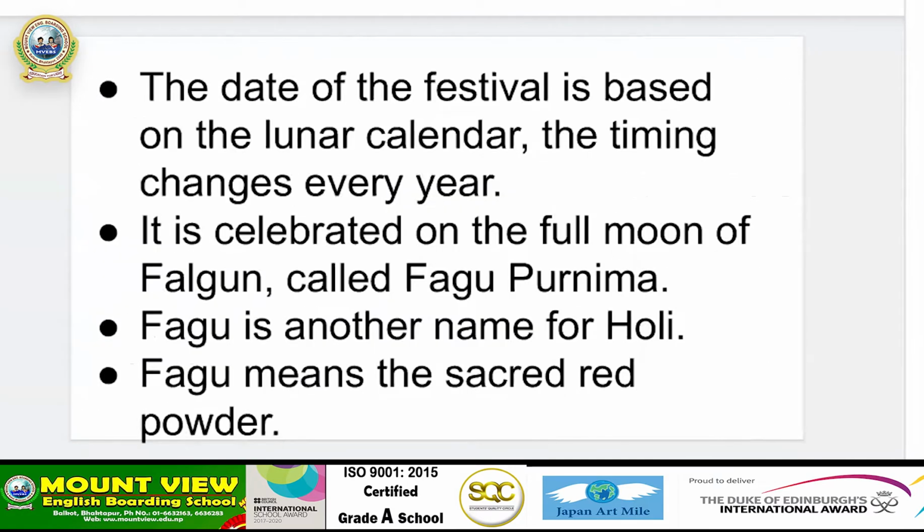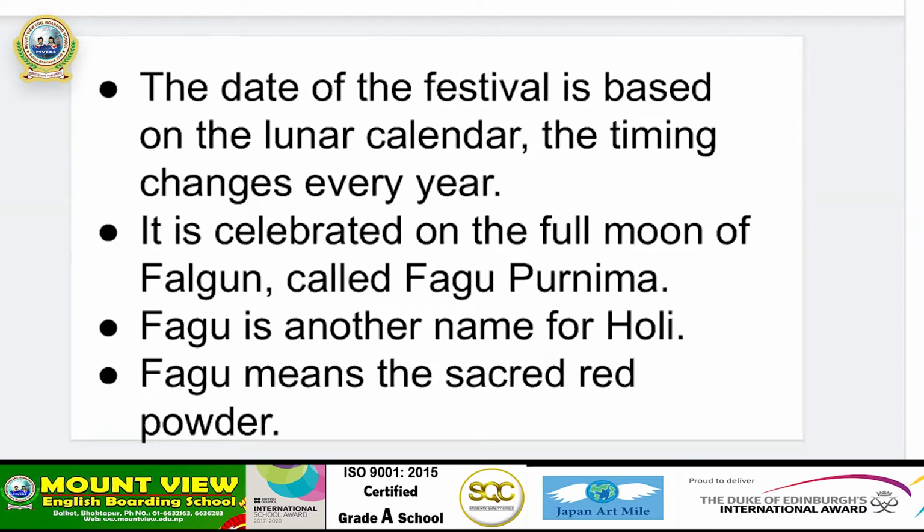Generally we say it is in February or the first of March, but according to our lunar calendar, we celebrate this in the moon of Fagun. So according to the lunar calendar, the date changes every year. It doesn't fall on the same date every year. It is celebrated on the full moon day of Fagun, and it is also known as Fagu Purnima. You can say Fagu is another name for Holi. Fagu means the sacred red powder.